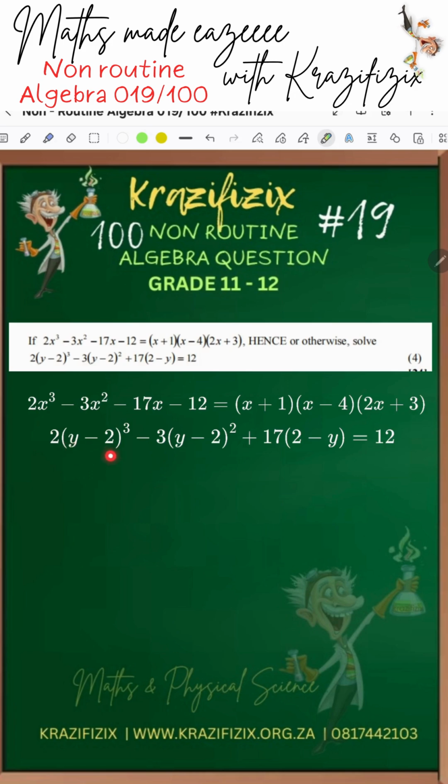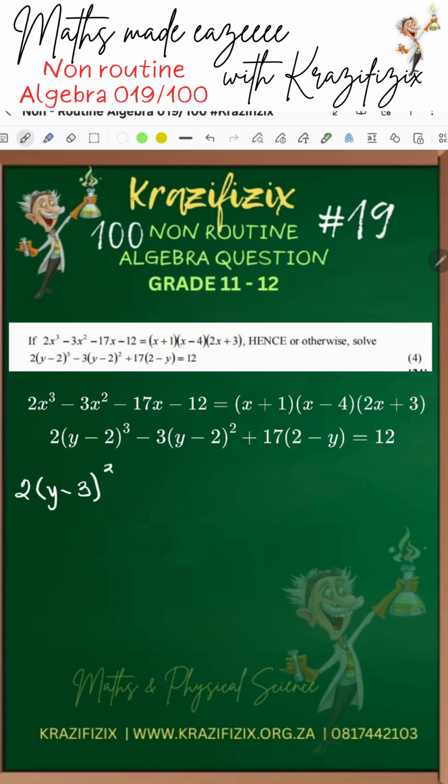Now, if you look at this one here, you would notice it's kind of similar to this, all right? y minus 2 cubed, minus 3, y minus 2, plus 17, beautiful, okay. All right, so you would notice here, the x here is now 2 minus y. Something is a bit fishy there, and that is equal to 12. Look at what I am going to do. I could start by doing this.